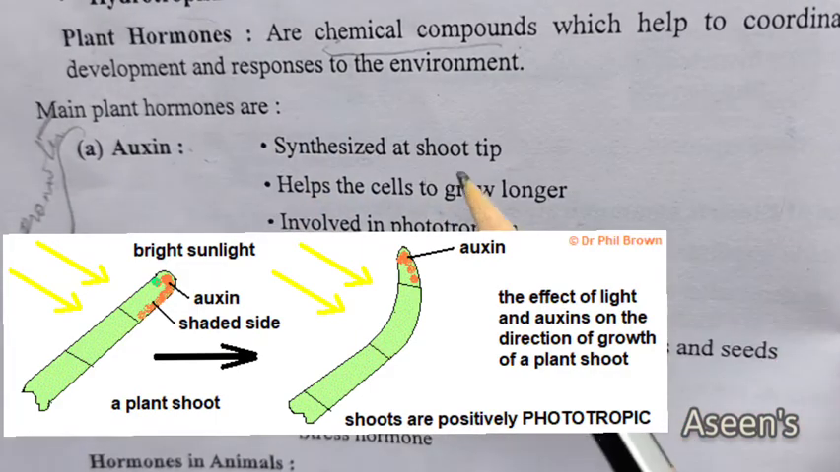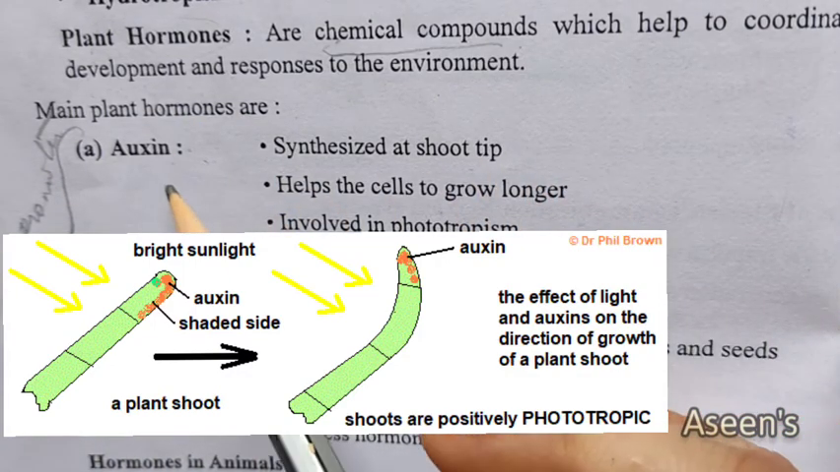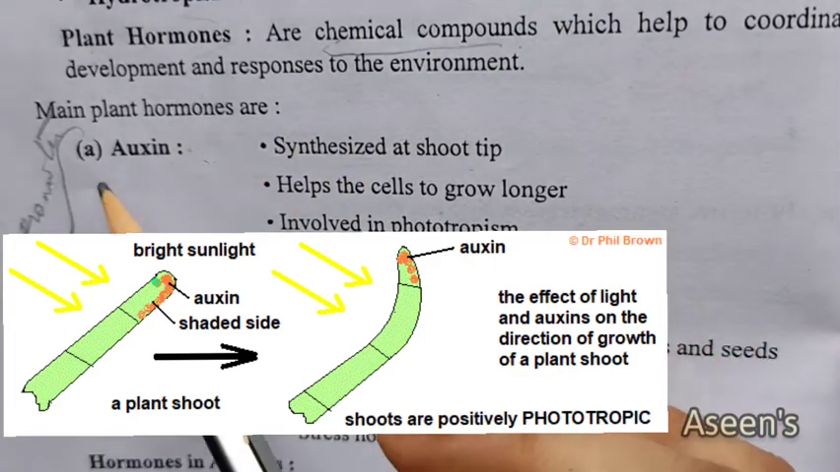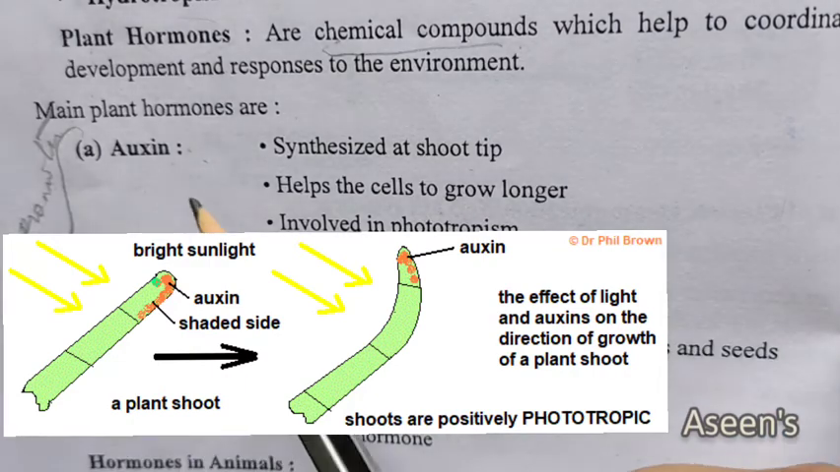Auxin is present at the shoot tips of the plant, as you can see here on the screen. What is the function of auxin? They help the cells to grow longer, and they are also involved in phototropism. So how is it involved?